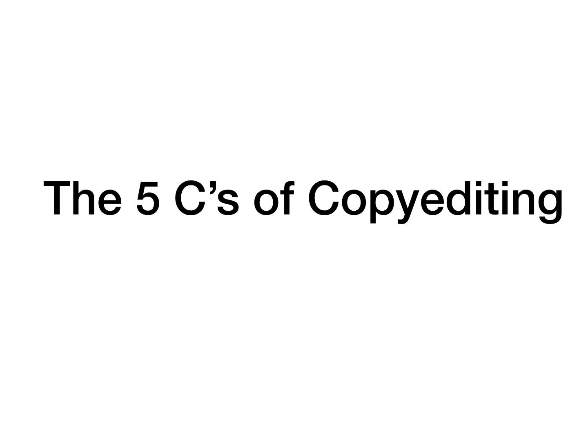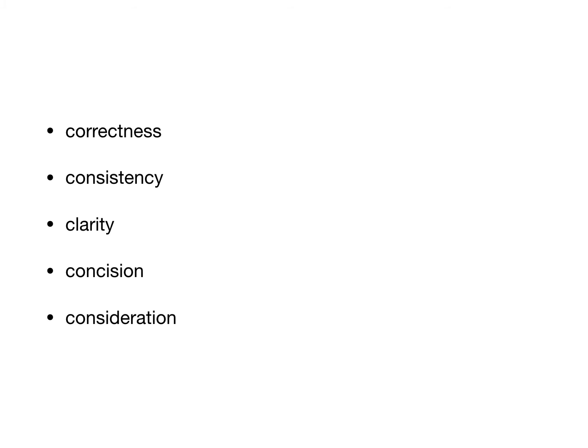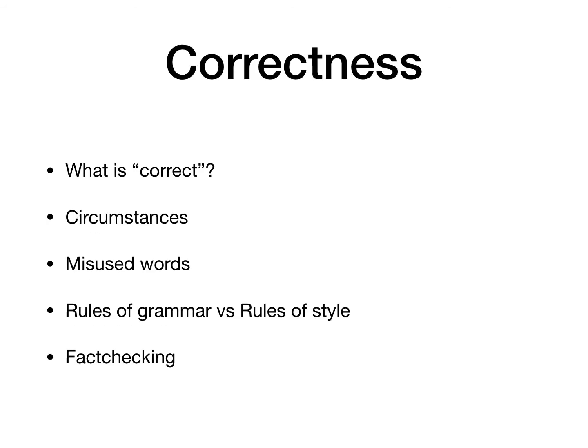I'm going to give you a tool that should help you remember the responsibilities of the copy editor. These are the 5 C's of copy editing: correctness, consistency, clarity, concision, and consideration. Let's start with correctness. So what is correct?